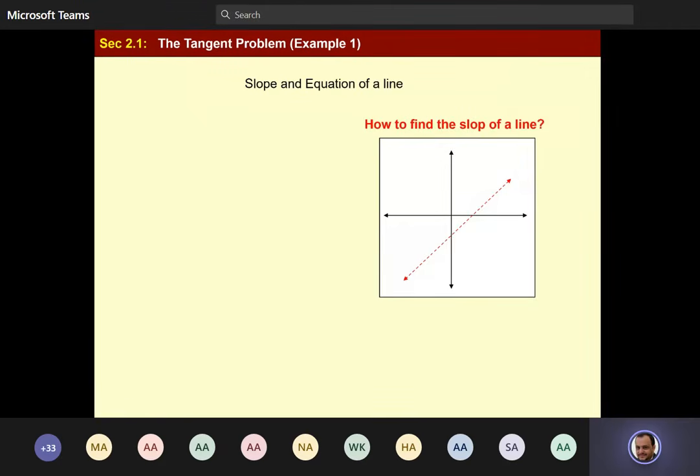So first of all, ya shabab, I think you still remember how to find the slope of a line. What do you need to find the slope of a line? Two points. You need 2 points, and after that the slope will be delta y over delta x. This will give you the slope.